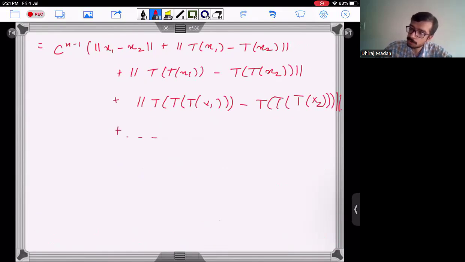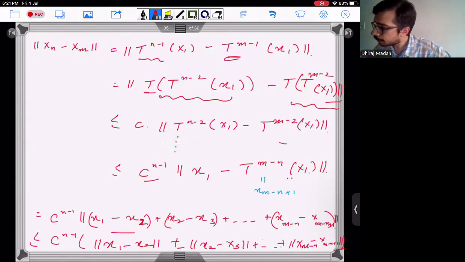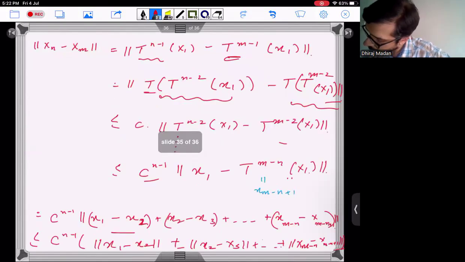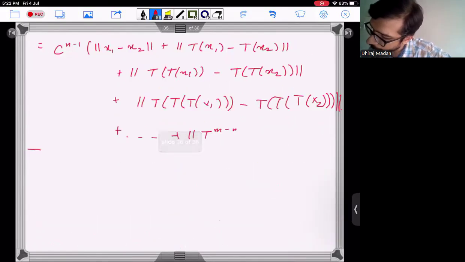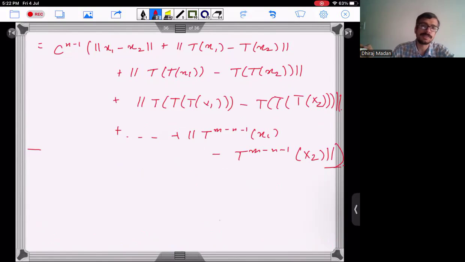Okay. And so on until x_m minus n plus x_m minus x_{m-n+1}. Okay, so that will be T acting how many times? M minus n minus 1 times on x1 minus T^(m-n-1) of x2. So when I say T to the power m minus n minus 1, it means that T is applied on x1 these many times. Okay.